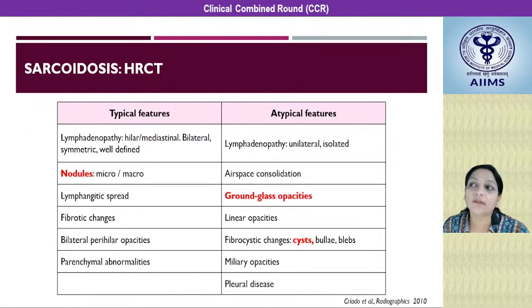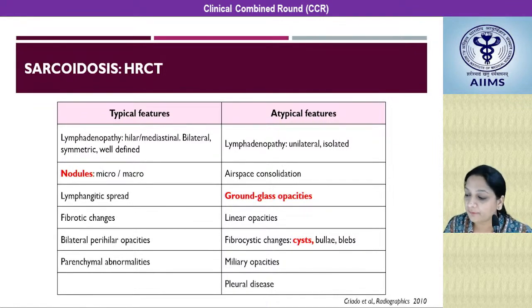So there are certain typical and atypical features of sarcoidosis on HRCT, such as lymphadenopathy, which is typically hilar, mediastinal, bilateral, symmetric and well defined. Also we can see micro or macro nodules. Sarcoidosis typically has lymphangitic spread and therefore perilymphatic and peribronchovascular nodules can be seen. Fibrotic changes and bilateral perihilar opacities can also be seen.